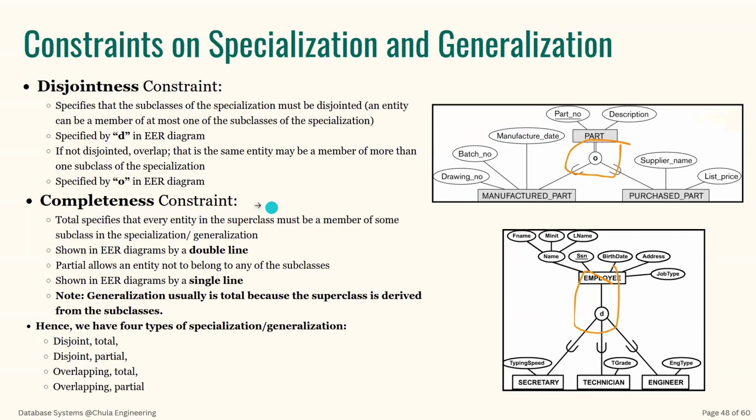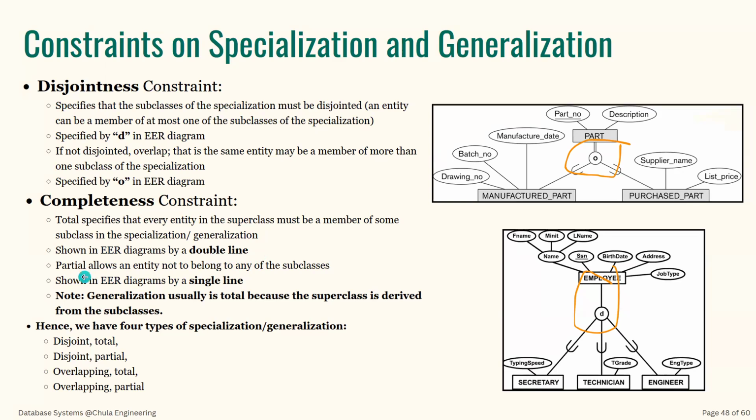Okay. Another constraint is called the completeness constraint, which is the same idea as total or partial participation. Total specifies that every entity in the superclass must be a member of some subclass, and that would be signified by the double line. But if it is not mandatory, then there will be a partial completeness.